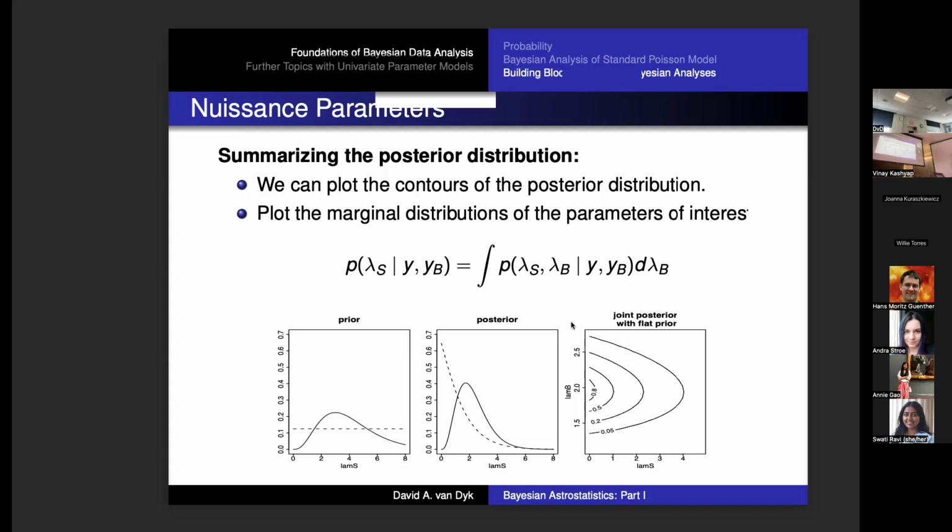So there's a very well-defined way to deal with nuisance parameters when I have a joint distribution. I just integrate out what I don't like. Integrating, like I said before, can be a little bit of trouble.